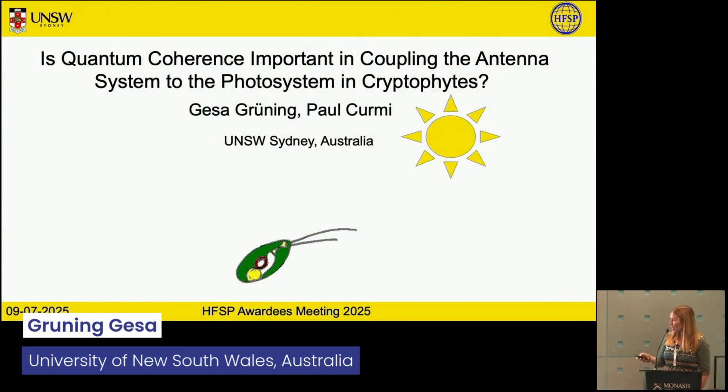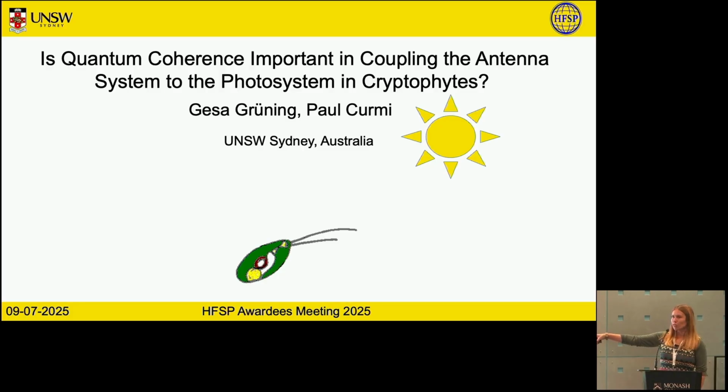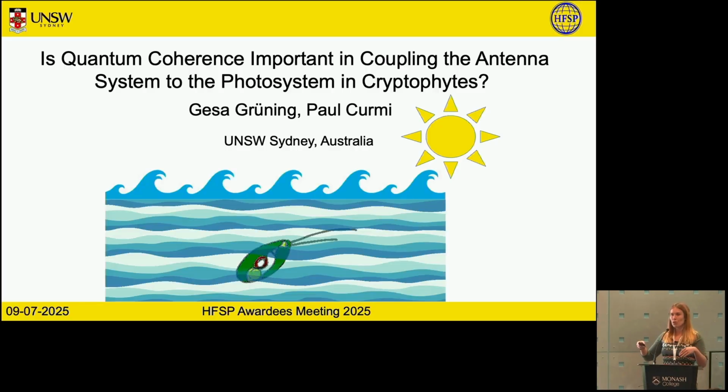I'm Gesa. I'm working together with Paul in Sydney at UNSW, and we work on this small algae called Cryptophytes, and we are investigating how they use photosynthesis. They face one big challenge, which is they live underwater, so they have to be super efficient and use every single photon which they can get, because a lot of them get filtered out by the water.